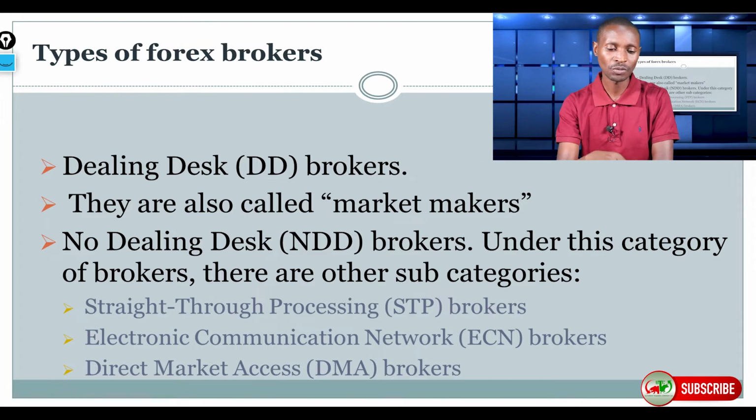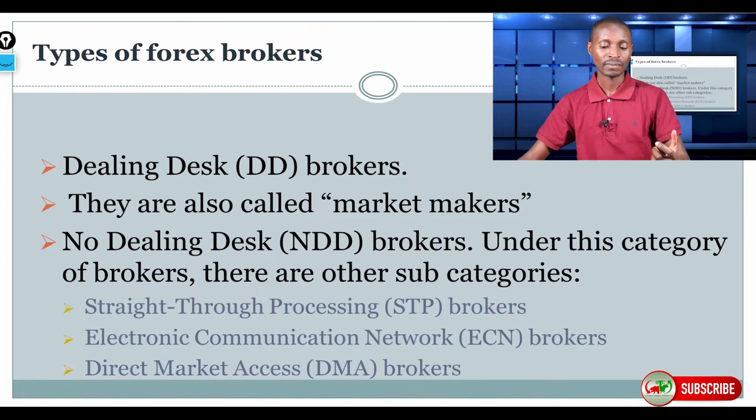Within these categories of Forex brokers, you find three more: straight through processing brokers, electronic communication network brokers, and direct market access brokers. What is common to them is that they charge you commissions for the service they give you, and some of them charge commissions and spreads at the same time.